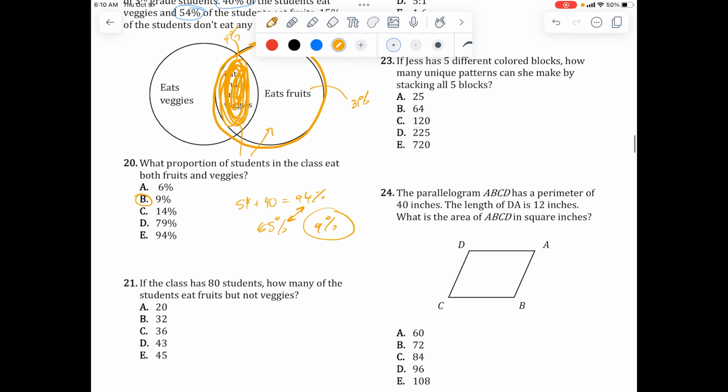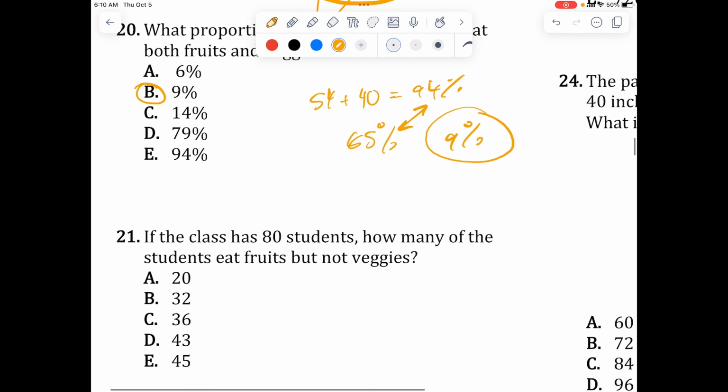So what's 31% of 80 students? So do 80 times 0.31, which is 24.8.